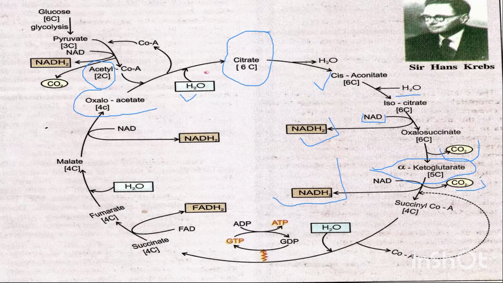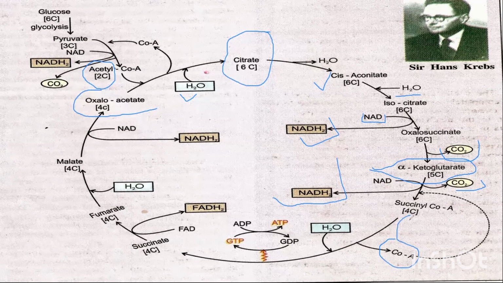So alpha KGA, alpha ketoglutaric acid, undergo oxidative decarboxylation. During decarboxylation, CO2 will be removed. During oxidation, hydrogen will be added to NAD, which is converted to NADH2. As a result of that, 4 carbon moiety will be produced. That is called as succinyl moiety. Succinyl moiety again combined with coenzyme A, and there is a formation of succinyl CoA.